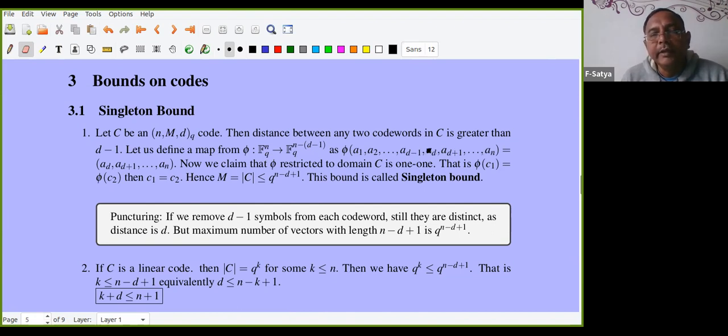So where is it mapped to? It is mapped to AD up to AN. Is the map clear? Nothing is there, right? This map is not a problem, I hope. I'm simply truncating the first D-1 values, puncturing, removing these coordinates.